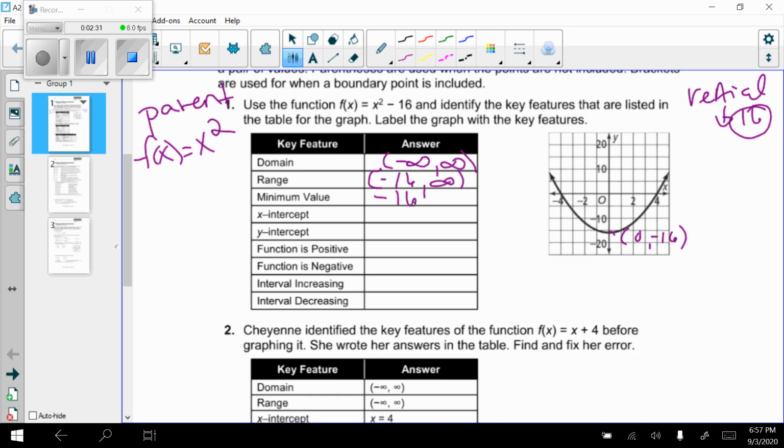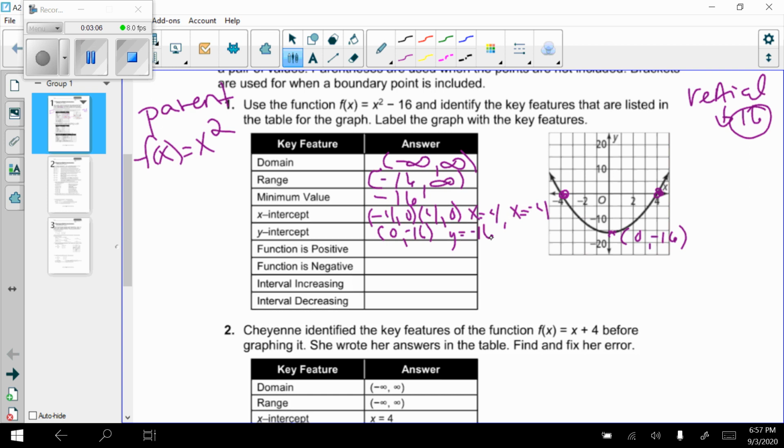The x-intercept, that's where it crosses the x-axis. We see it crosses twice, one right there and one right there. And so we can either write it as an ordered pair, (negative 4, 0) and (4, 0), or you can just write x equals 4 and x equals negative 4. Either of those are acceptable for an x-intercept. Y-intercept is where it crosses the y-axis. We already know this point, (0, negative 16). Again, we can write it as the ordered pair (0, negative 16), or as y equals negative 16.